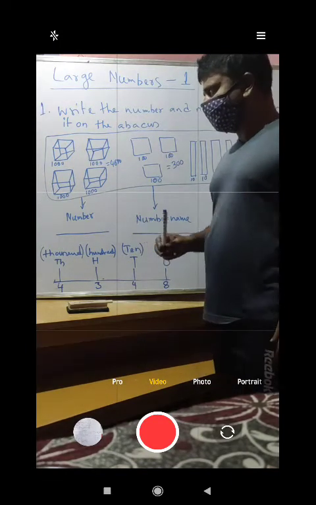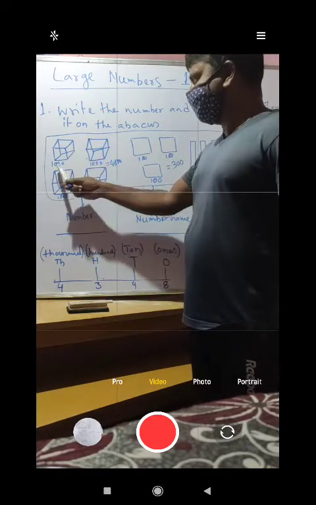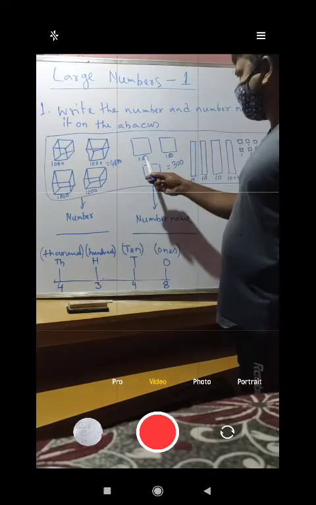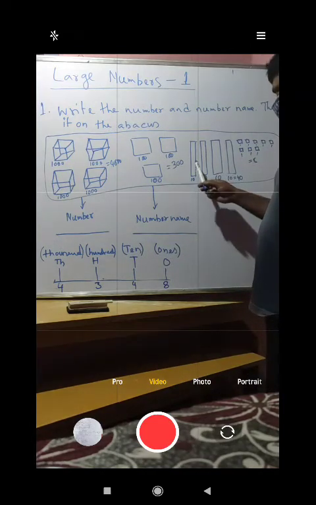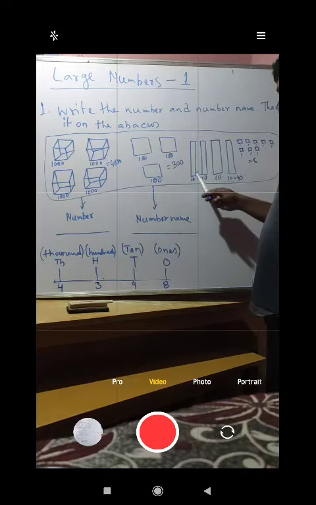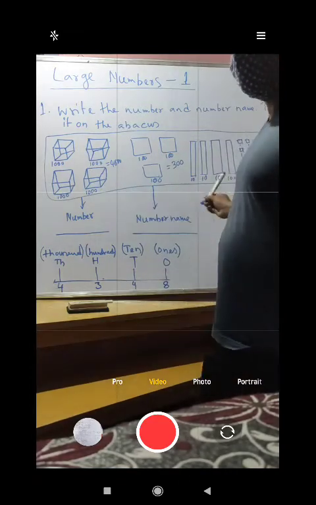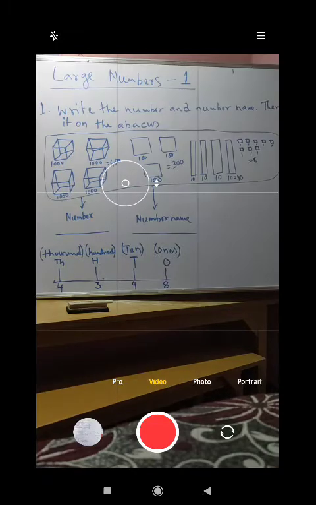So here we need to count first. 1, 2, 3, 4. Each of these is 1000, so totally it is coming 4000. Next is 100, 100, 100. Totally it is coming 300. Next is this one: 1, 2, 3, 4. That means 4 tens are here, and here, if we count the ones, 1, 2, 3, 4, 5, 6, 7, 8. That means 8 ones are there. So all together they will form a figure. Let us see what that figure is.